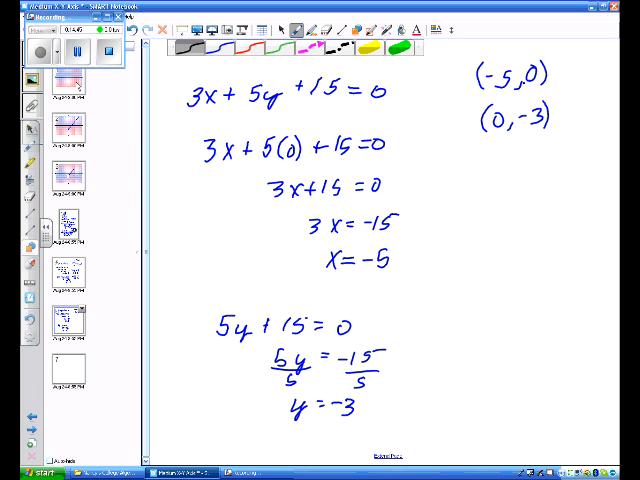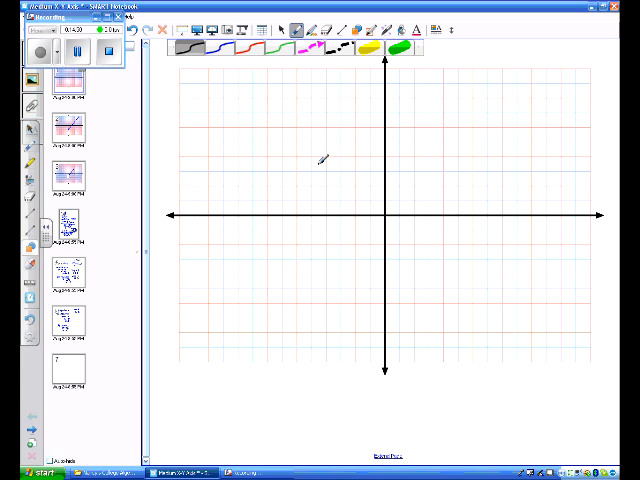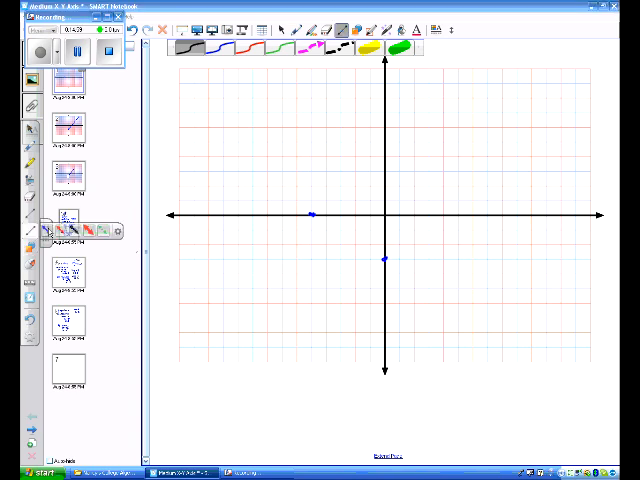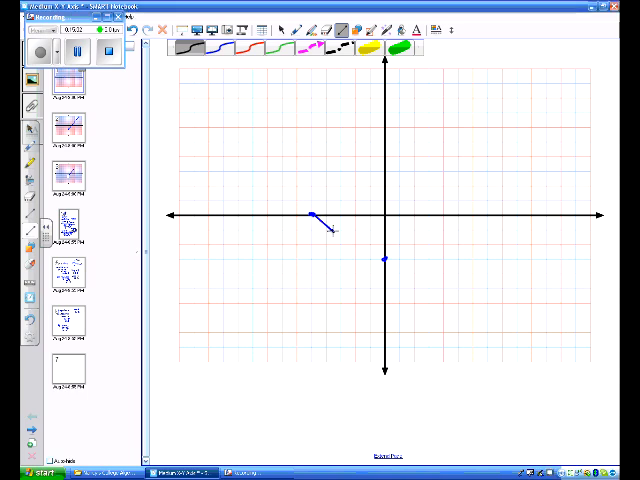Then to graph this, our x-intercept was at negative 5. Our y-intercept was at negative 3. And we draw the line connecting those points. And we go through those points. It does go on forever. It's a line that represents all of those. So that gives us another way of graphing our equations.